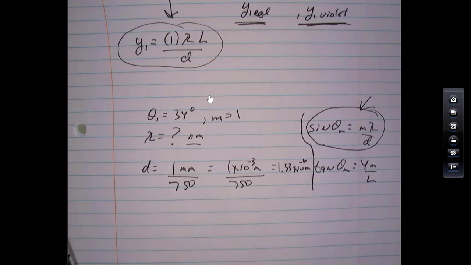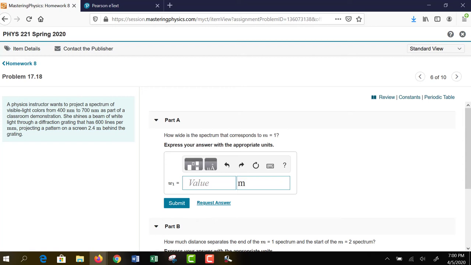Okay, let's look at the next one. A physics instructor wants to project a spectrum of visible light colors from 400 nanometers to 700 nanometers as part of a classroom demonstration.